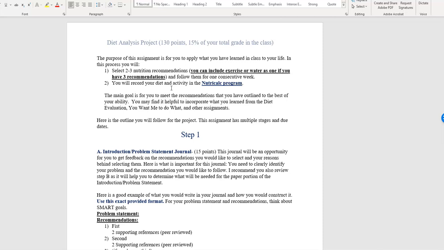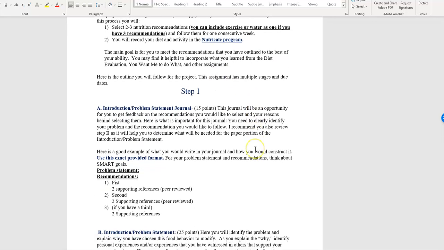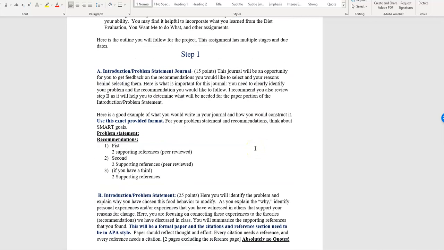Now, you might be thinking, well, how do I pick what recommendations I want to follow? This brings us to step 1. And so you are going to follow this format exactly. I have an example for you in the folder we were just in. You are going to look for some type of meaningful change. And meaningful could also just be, it sounds like fun and I want to experiment. But what you're going to do is you're going to identify the reason why, and that's your problem statement, you are making these nutrition changes or you're following these nutrition recommendations.